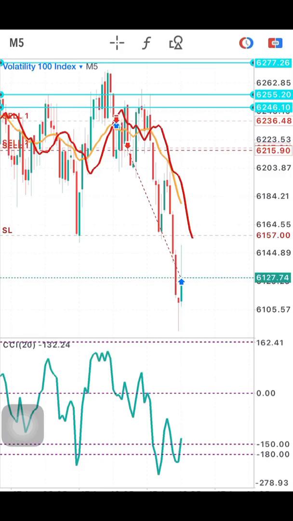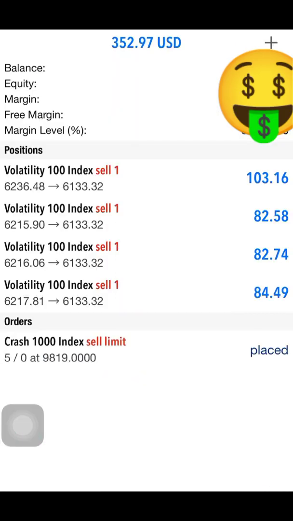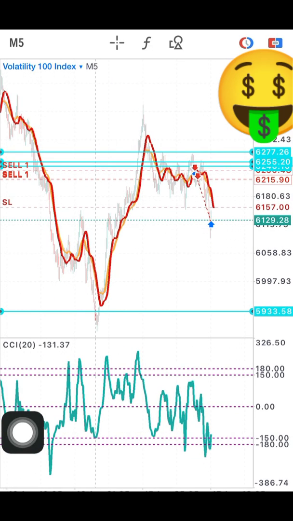You see, I lock my profit and the market is still going down. You see, this is volatility 100 index. I kill the volatility so much. This is Adnan Global Access Forex here.